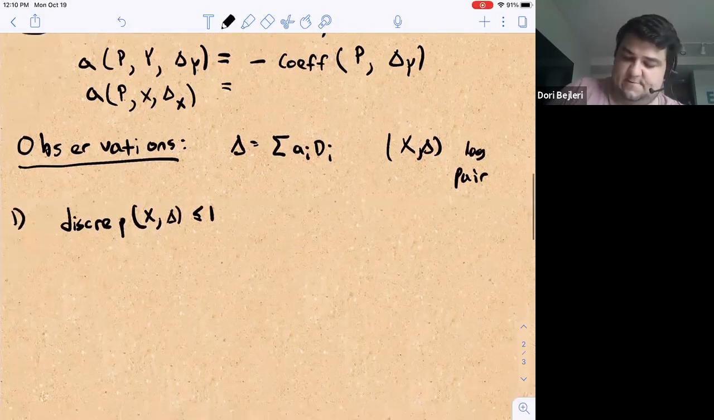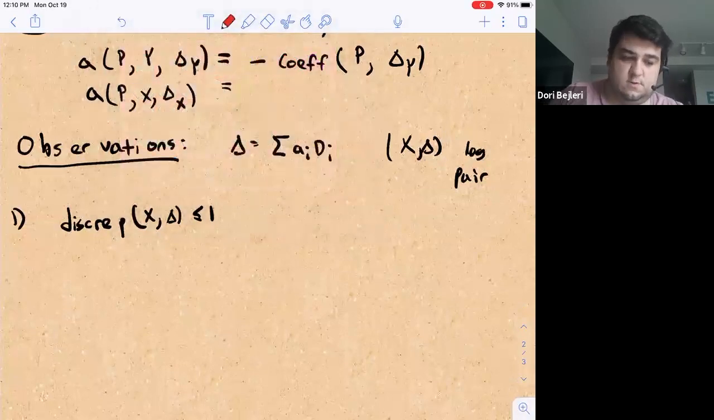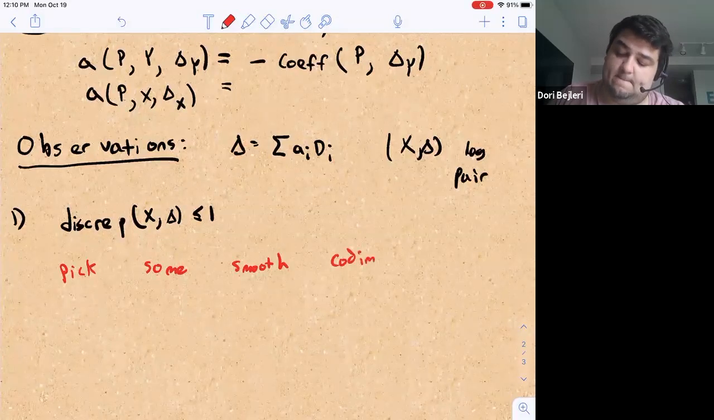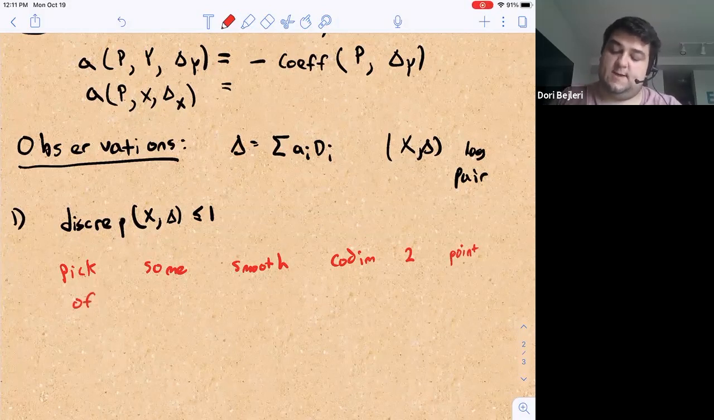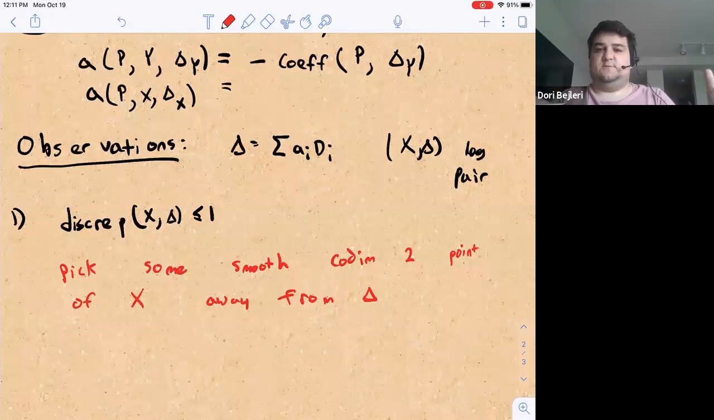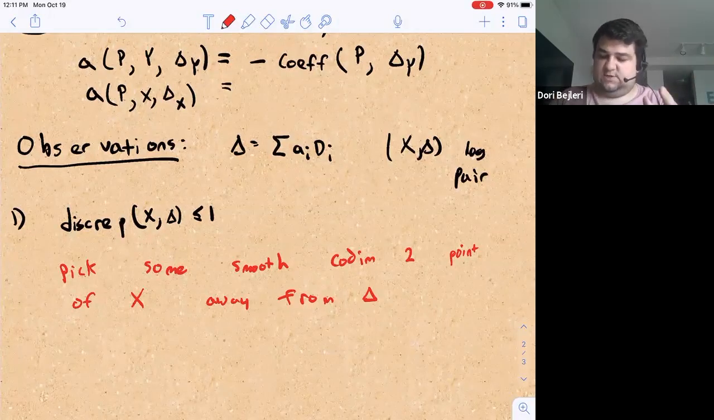So just pick some smooth codimension 2 point of X away from Δ. Everything's normal, so we can do this. And then because we're at this codimension 2 point, we can localize there, and then we get the local ring of a surface. So if we want to compute some discrepancy of some exceptional lying over that point, we can compute it on the surface. And so assume that we just have X a smooth surface and a point.